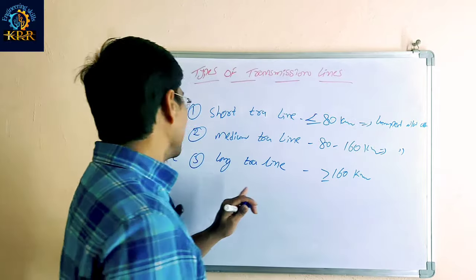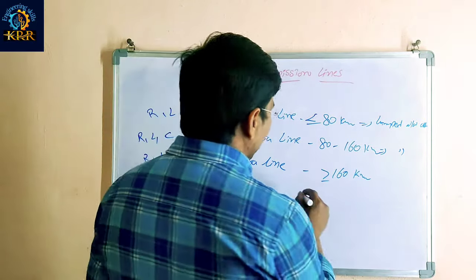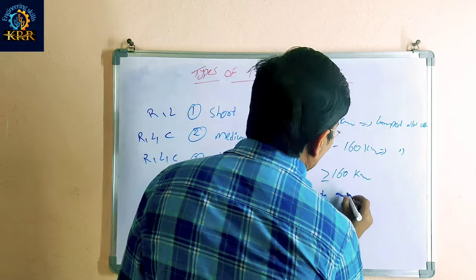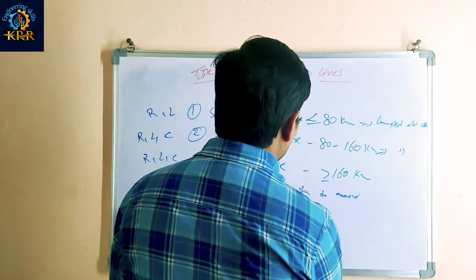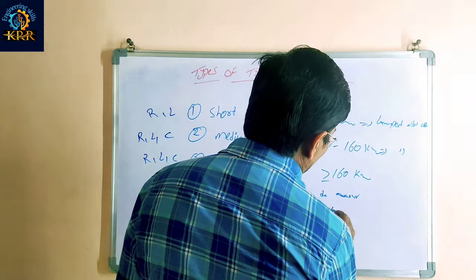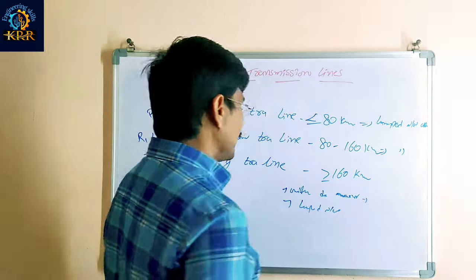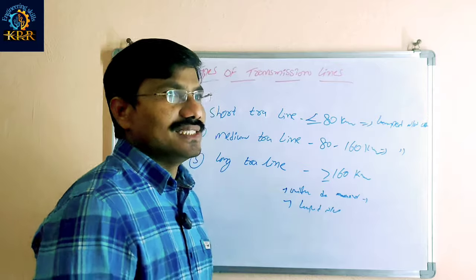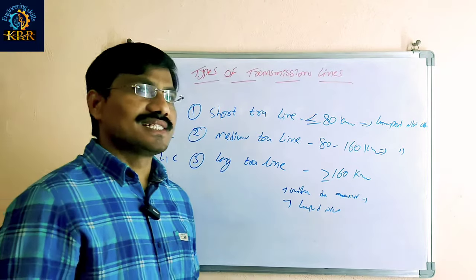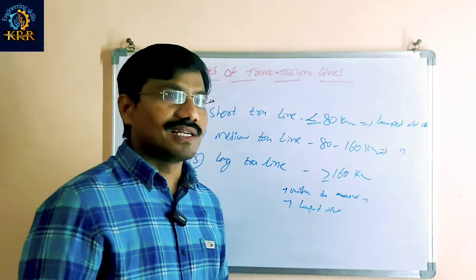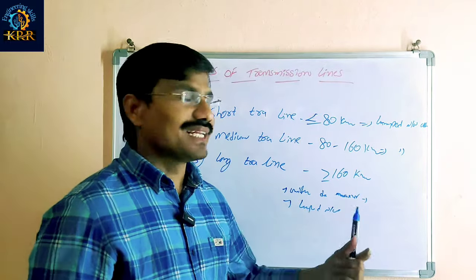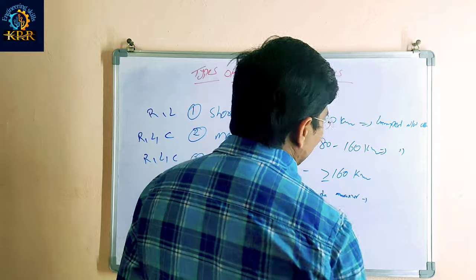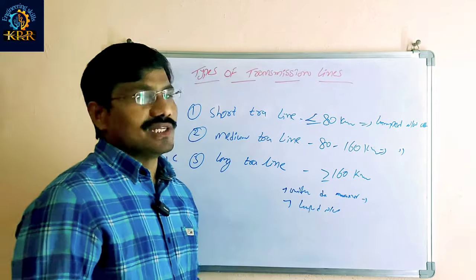These two are the same. The long transmission line has two cases. One is the uniform distributed manner. Second one is the lumped network. This uniform distributed manner is nothing but transient switching. These calculations we can do with the help of mathematical concepts. The lumped networks are the same as steady state analysis, KVL and KCL, and we can calculate these values.